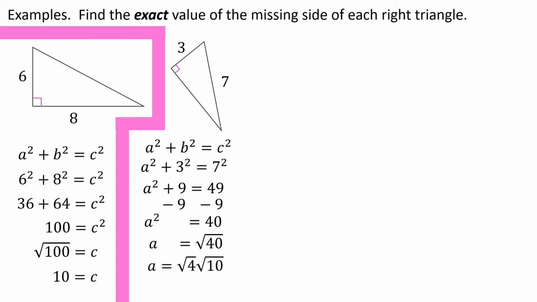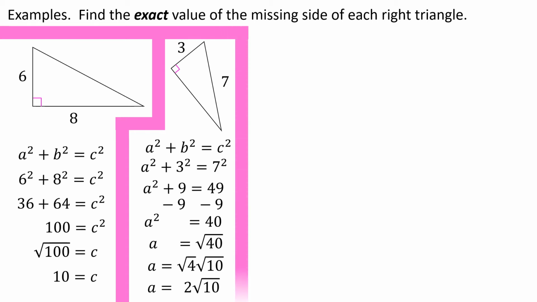So I gotta ask myself, what is the largest perfect square that's a factor of 40? And 4 is a perfect square. It is a factor of 40, and in fact, it's the largest perfect square that's a factor of 40. So I take the square root of 40, change it into square root of 4 times the square root of 10. Square root of 4 is 2. Square root of 10, I'm stuck with that value. So that's my solution.